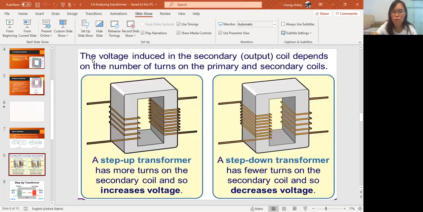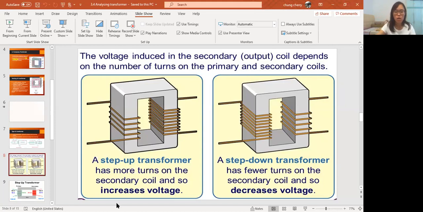The voltage induced in the secondary output depends on the number of turns on the primary and secondary coil. This is what I told you just now. Step-up transformer has more turns in the secondary coil, so it increases the voltage. Step-down transformer has fewer turns on the secondary coil, so it is used to reduce voltage. So for step-up transformer, your primary coil will be lesser than your secondary coil because it is used to increase the voltage at the secondary coil. For step-down transformer, your primary coil will be greater than your secondary coil, and it is used to decrease the voltage.